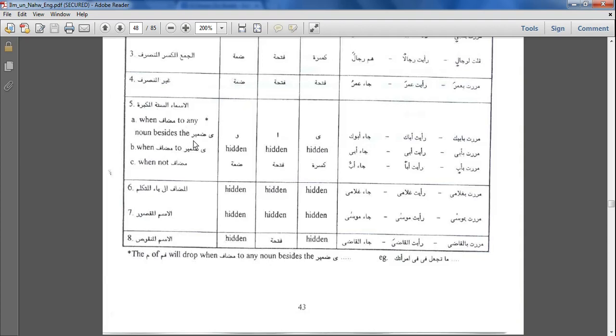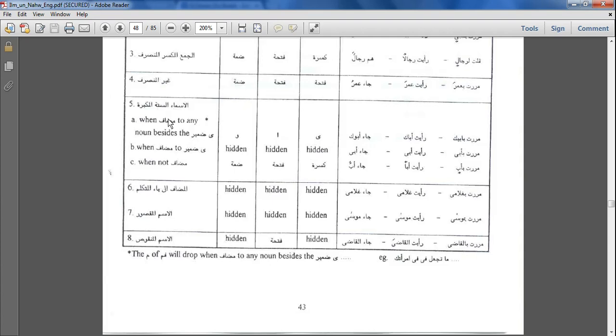So the rule is that when idafa is taking place, meaning when any of these nouns are mudaf, and then you have a mudaf ilayh after that, then the haraka of dhamma, fatha, and kasra will be expressed by waw, alif, and ya respectively. Okay, how does that happen?